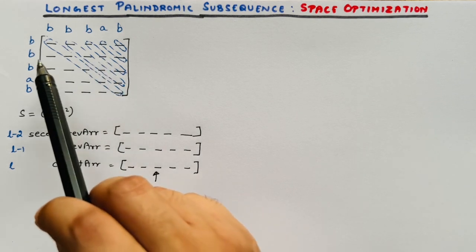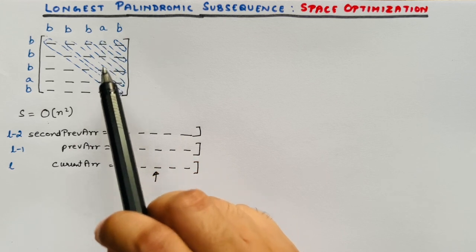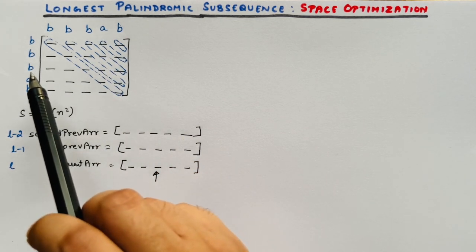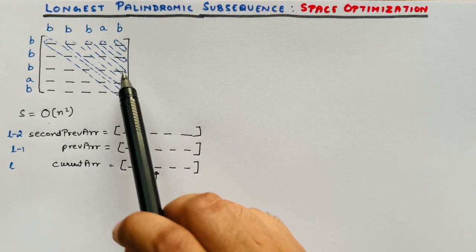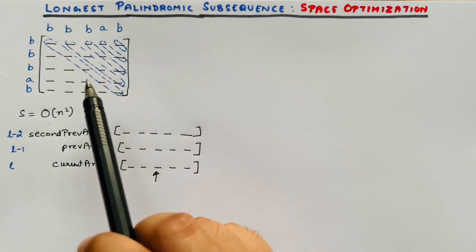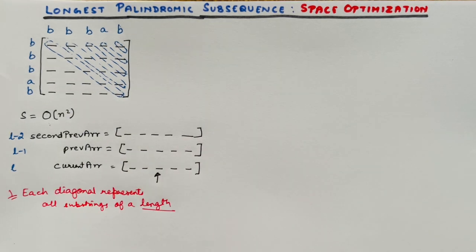The substring begins from second B and ends at A. This element represents that the substring begins from third B and ends at last B. All of these three are substrings of length 3. So these arrays will also represent all substrings of a particular length.